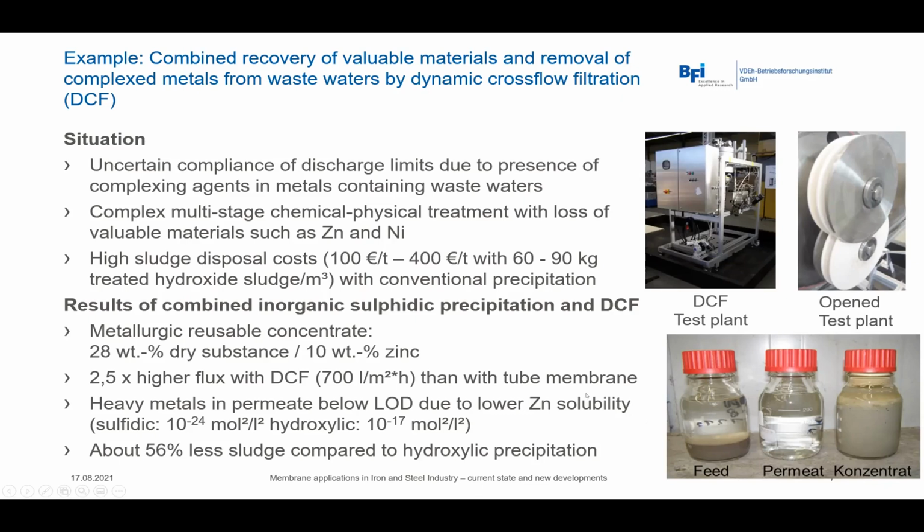One of the steps was to find a better precipitation agent, and we found an inorganic sulfidic precipitation agent, which has the big advantage that you can achieve much lower residual metal contents in the water. In fact, 20 times lower than with conventional lime precipitation. We further saw that we can reduce the sludge amount by about 56% by using this precipitation agent. Here at the bottom, you can see some samples: the feed sample, the permeate, and the concentrate. The concentrate consists of 28% dry substance and finally 10% zinc, which can be reused in a metallurgical way.